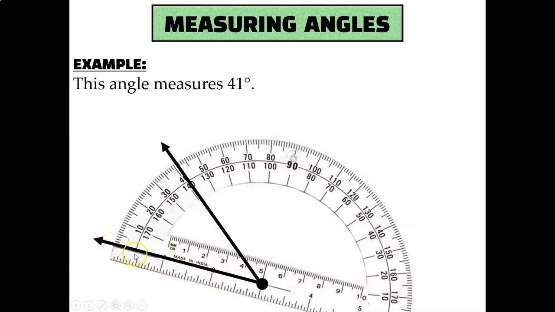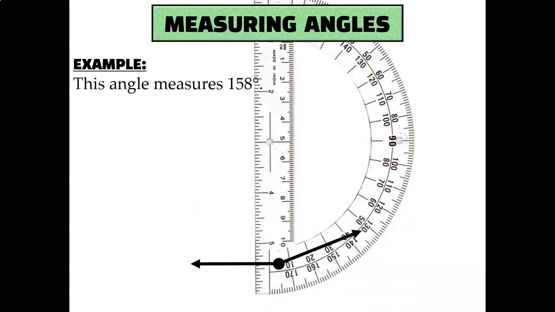So this side starts at 0. Now we need to figure out where the other side crosses. And it crosses right about here, and since I'm using the outside markings, I can say that the angle measurement is 41 degrees. So let's try another example. This time the way that my angle is laid out and the way that my protractor is laying doesn't really match up.